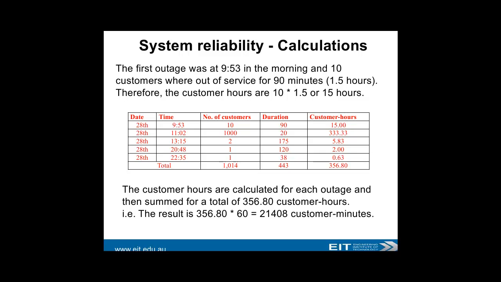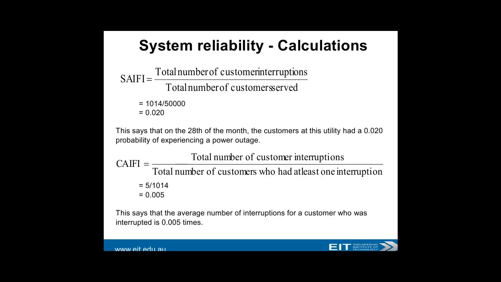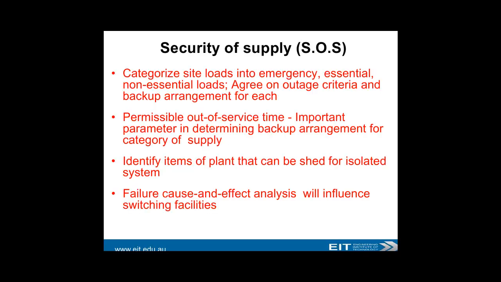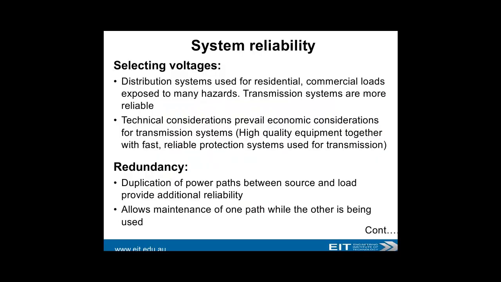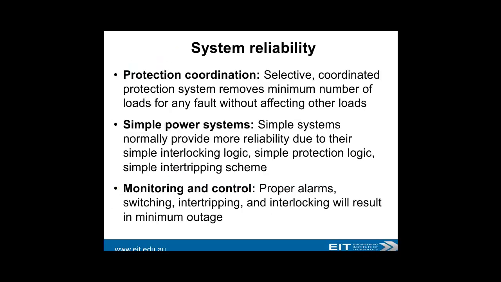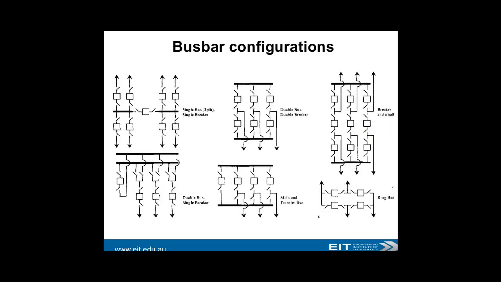So here's a typical example of calculations. I'm not going to worry about these here. They are important for the utility. So security of supply, very important. Selecting the voltages, and redundancy or reliability. Protection coordination, simple power station systems, following the good old famous KISS principle, and monitoring control. And there's various busbar configurations which are listed here and discussed here.